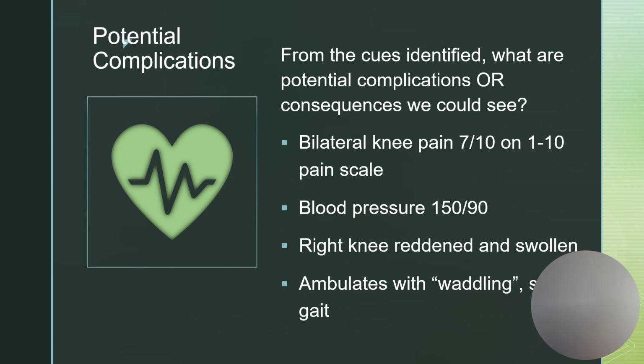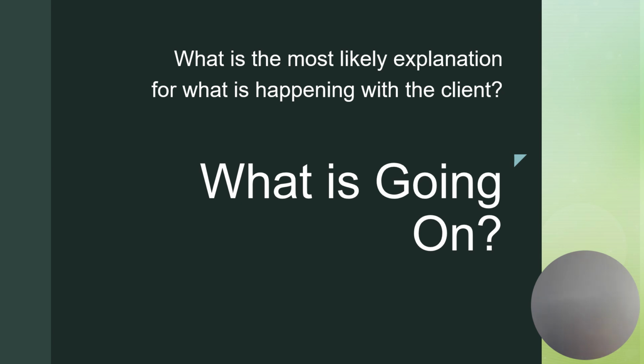Ambulates with that waddling slow gait. Well, when one area of our body hurts, we tend to compensate by walking in a different way or by taking the weight off of that particular area. So we may be causing some issues in other parts of the body due to that compensation. So, what do you think the most likely explanation for what's happening with this client might be? Well, I think it could be osteoarthritis and definitely hypertension.